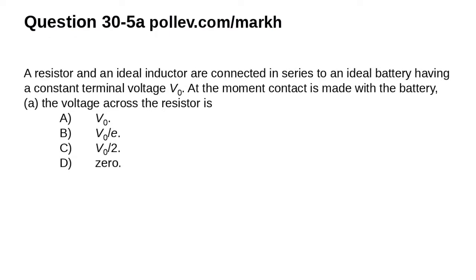Okay, let's have a go at a question then. A resistor and an ideal inductor are connected in series to an ideal battery, having some constant terminal voltage V0. At the moment contact is made with the battery, the voltage across the resistor is what? Is it V0, V0 over e, V0 over 2, or 0?